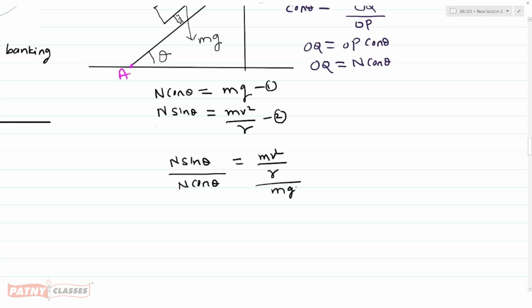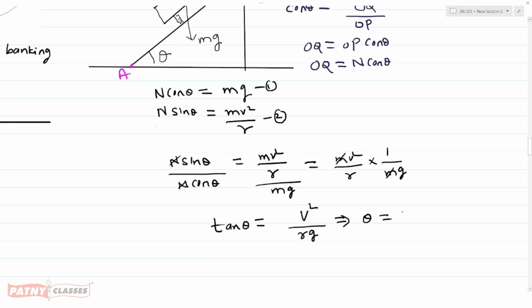N sin theta upon N cos theta equals mv square upon r divided by mg, that is mv square upon r into 1 upon mg. M gets cancelled, and on the left side N gets cancelled. Sin theta upon cos theta is tan theta. On the right side we have V square upon RG. So we got the expression for the angle of banking: tan theta equals V square upon RG, which implies theta equals tan inverse of V square upon RG.